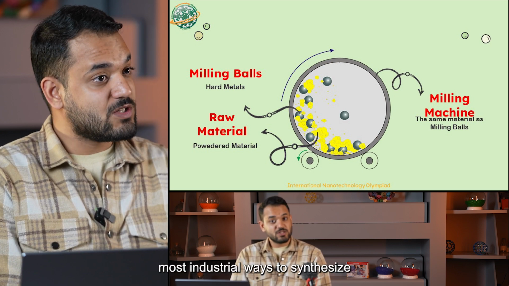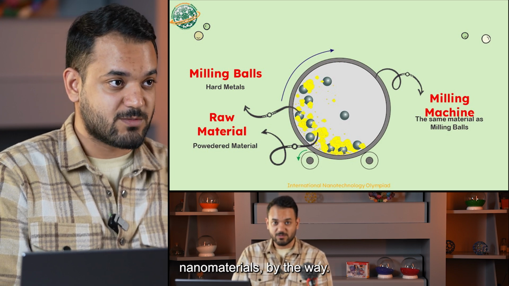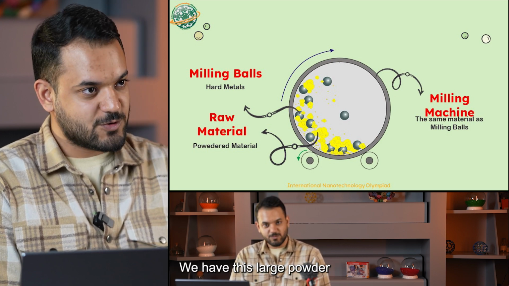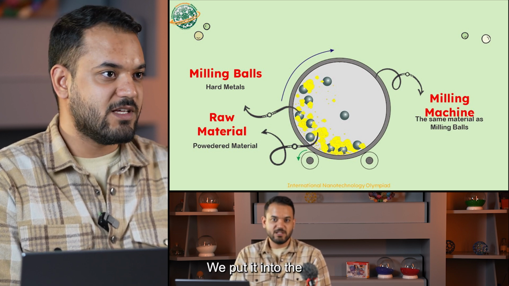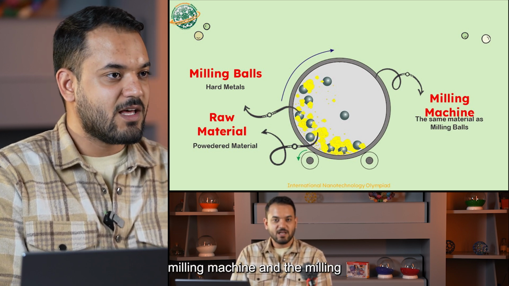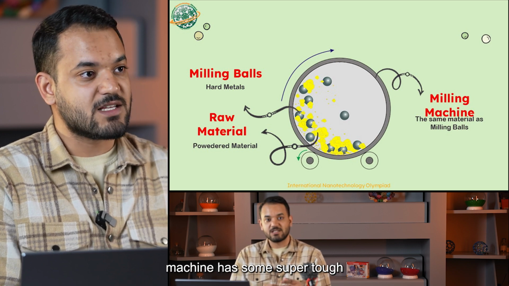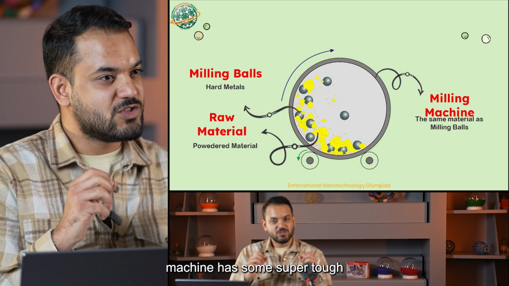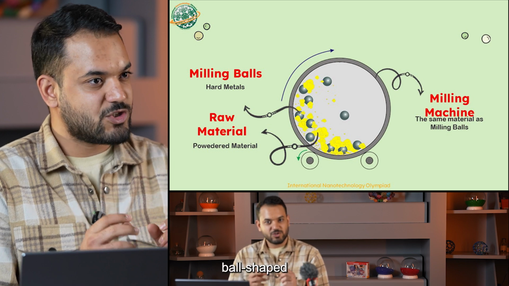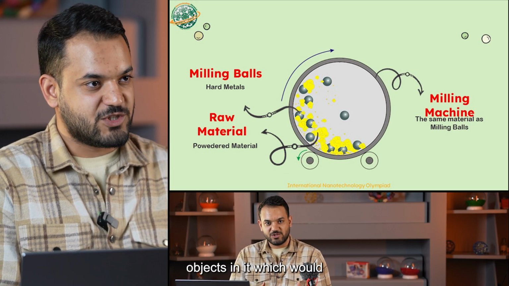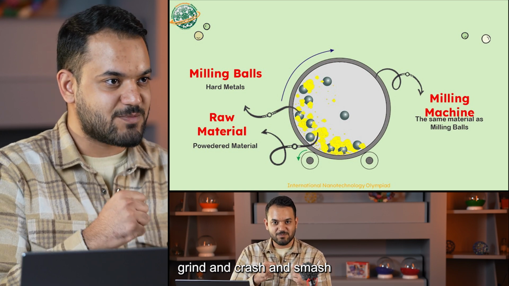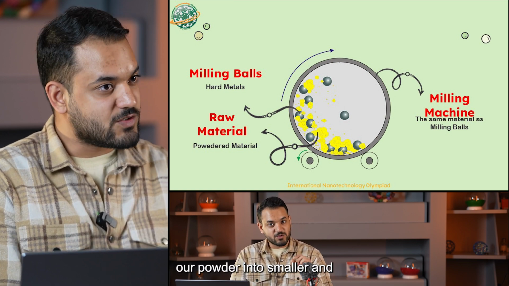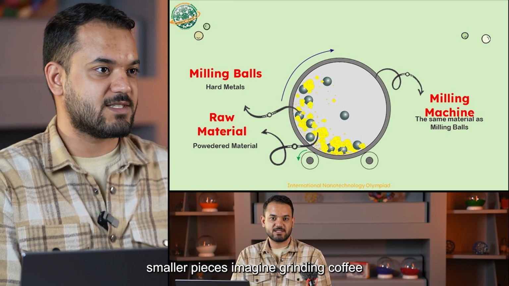This is one of the most industrial ways to synthesize nanomaterials, by the way. We have this large powder of our material. We put it into the milling machine, and the milling machine has some super tough ball-shaped objects in it, which would grind and crash and smash our powder into smaller and smaller pieces.